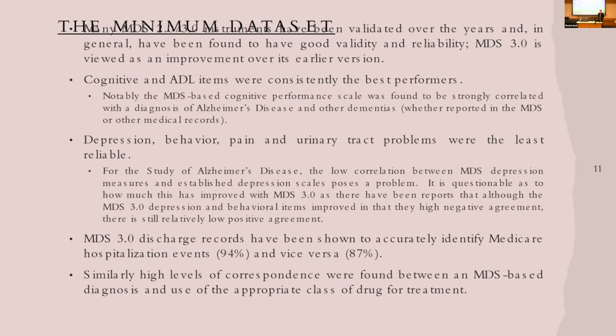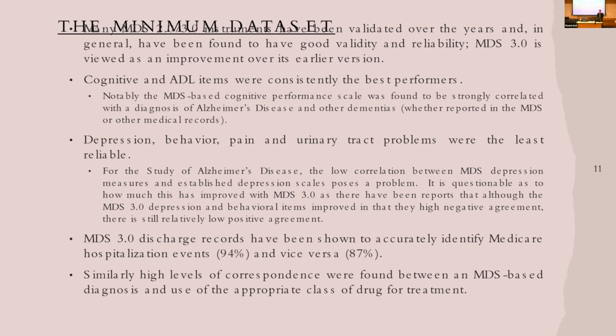Now, over the years, multiple instruments have been validated from the MDS. They've been found to have good validity and reliability. And in general, research thinks that MDS 3.0 is an improvement over 2.0. Now, cognitive and ADL items were consistently the best performers. Notably, the MDS-based cognitive performance scale was found to be strongly correlated with a diagnosis of Alzheimer's disease and other dementias, whether reported inside the MDS or from outside, like from Medicare, Medicaid, what have you.